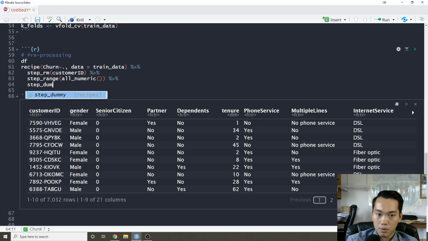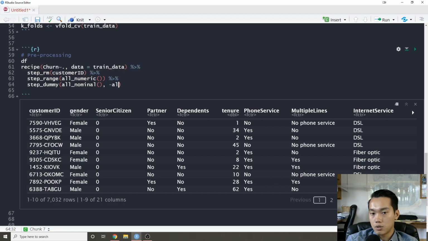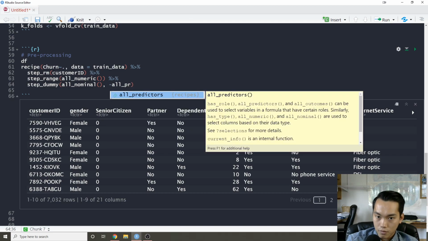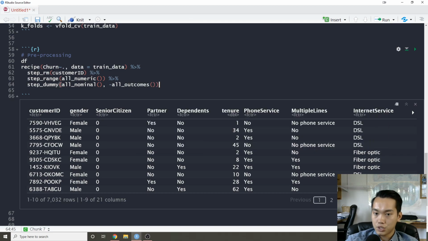We're also going to do step dummy and say all nominal, but we don't want to do the outcome, which is our churn. I'm also going to say one hot is equal to true, because I don't want to have any degrees of freedom. I kind of just want to have each feature being representative. Okay, so I'll say model rec.